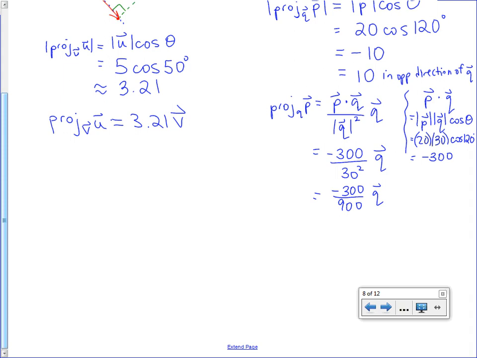Almost done. What's this? Don't leave it like this. Negative: how many 300s fit into 900s? I'm going to pretend you all know that that would be the reduced form of 300 over 900. Okay, I want you to do that again.